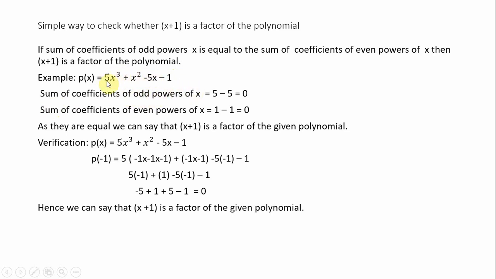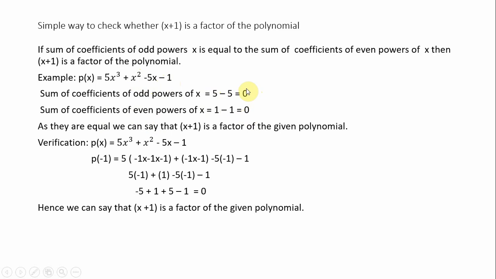So the sum of the coefficients of odd powers of x, after looking at the exponents, then you have to take the coefficients only, not the exponents. Here 5 is the coefficient of one term and minus 5 is the coefficient of another. So the odd powers of x give 5 minus 5, which is equal to 0. Now the sum of the coefficients of even powers. The exponent is 2, its coefficient is 1, and the exponent is 0, its coefficient is 1 as usual. So 1 minus 1, the sum of the coefficients of even powers is also equal to 0.